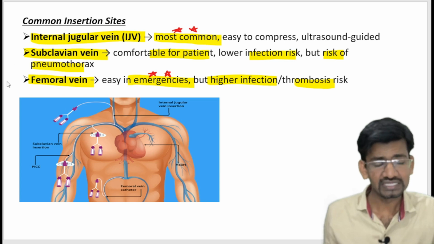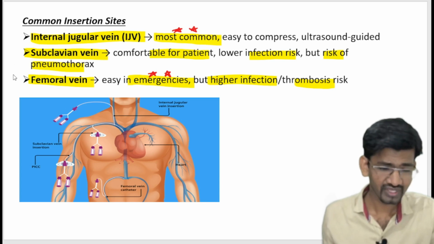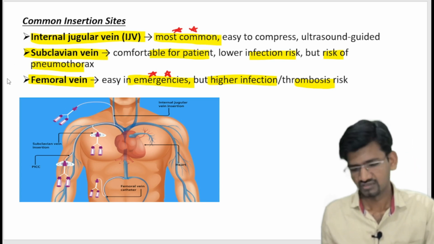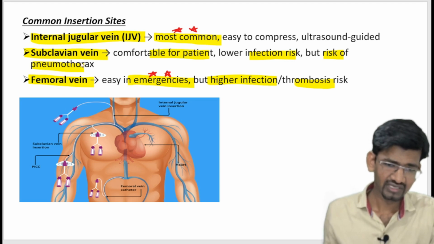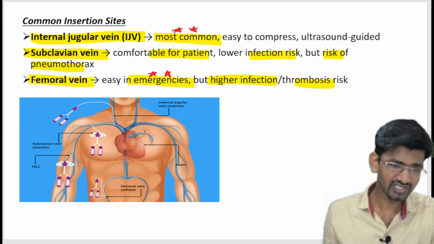So these three are the most commonly used sites for CVP. Remember, the most common is the IJV, and the next is the subclavian. In the picture we can see here.